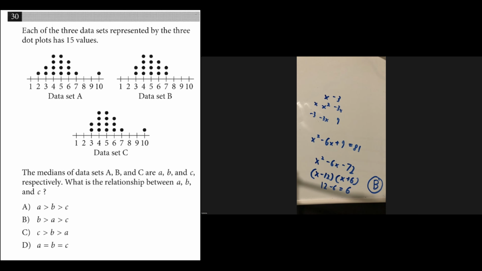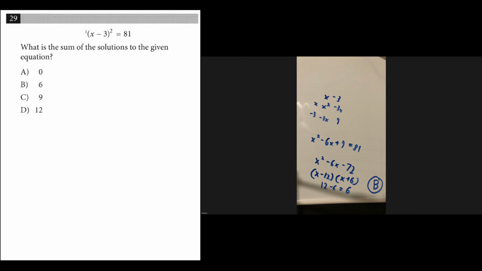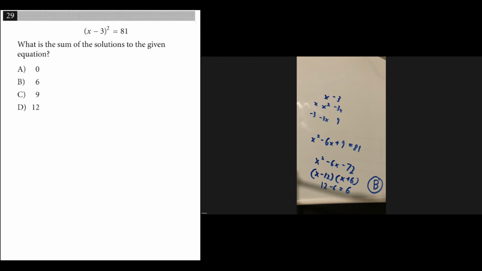Someone asked, for the last problem, couldn't you do x minus 3 equals 3, plus 3 equals 6? The reason why you can't just set x equal to 3 is because 3 minus 3 is equal to 0, and 0 squared does not equal 81. Those are two completely different graphs.